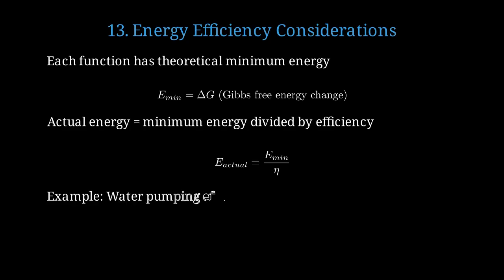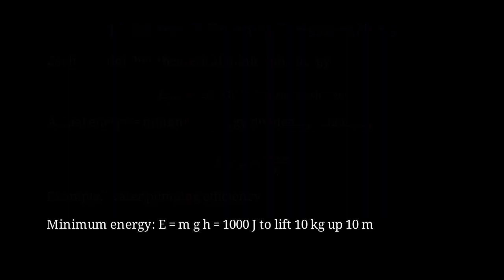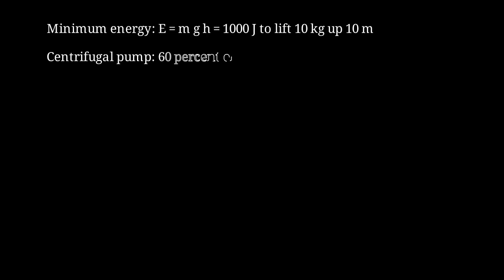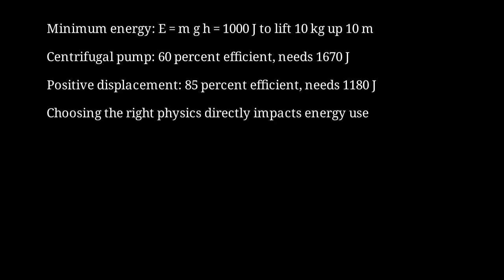Consider the efficiency of different water pumping mechanisms. The minimum energy to lift 10 kilograms of water up 10 meters is exactly 1,000 joules. A typical centrifugal pump at 60% efficiency needs 1670 joules. A positive displacement pump at 85% efficiency needs only 1180 joules. Choosing the right physical mechanism directly impacts energy consumption, operating cost, and environmental footprint.